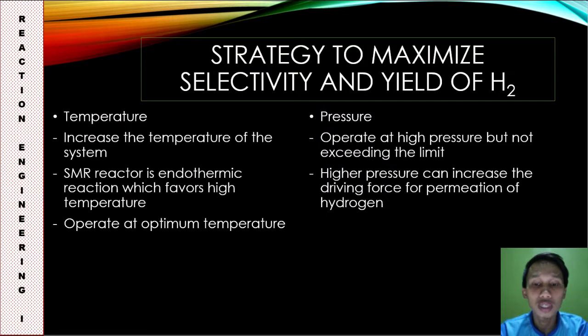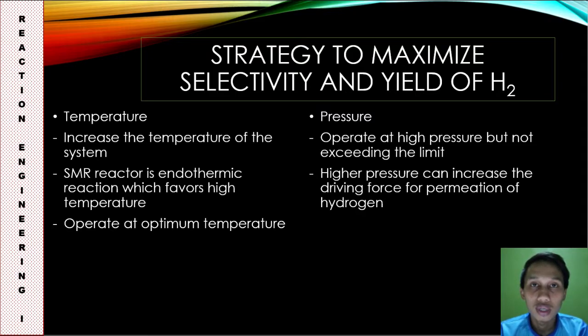So, we will continue our presentation with the strategy to maximize selectivity and yield of hydrogen. First, we need to increase the temperature, which will increase the production of hydrogen. This is because our reaction is endothermic, which favors high temperature. So, the higher the temperature, the more hydrogen can be converted. We need to use a higher temperature for the reaction, but we must not exceed the limit of the temperature to avoid any damage to the equipment and person in charge.